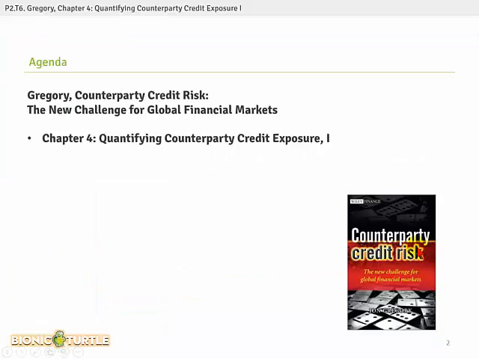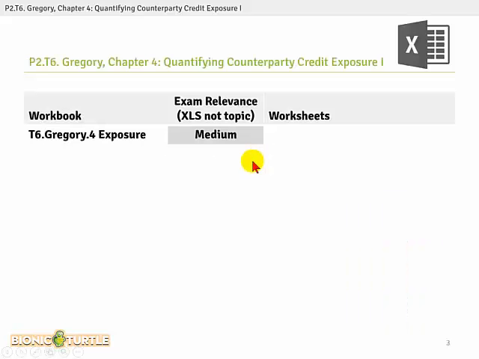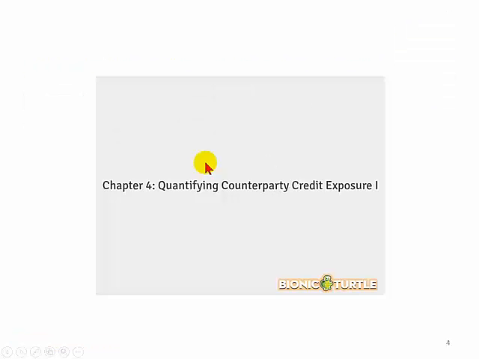So this chapter is really, in Gregory, the introduction to specifically the concept of credit exposure, and the associated learning workbook is T6.Gregory.4 exposure. Gregory, the author, the .4, because it's chapter 4, at least in this, the first edition. That'll be updated when we get to the second edition in 2014. And its relevance, roughly, although difficult to predict, I would say is medium in terms of the exam.